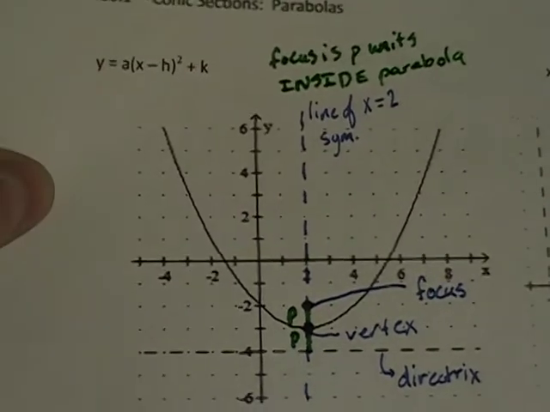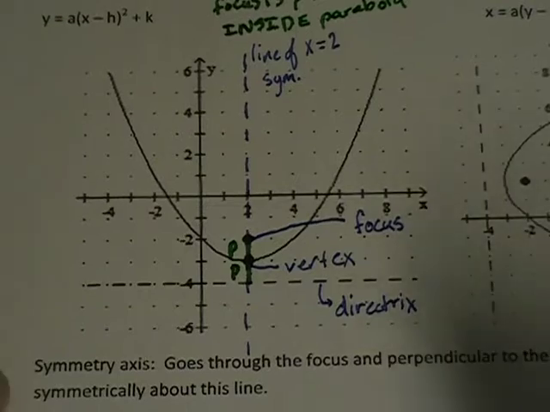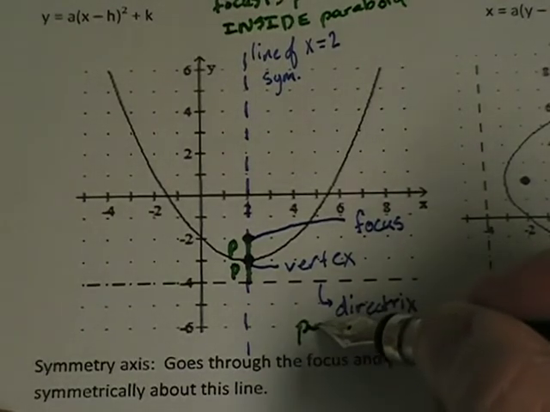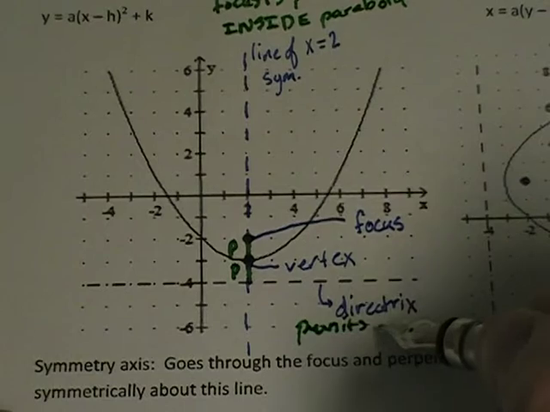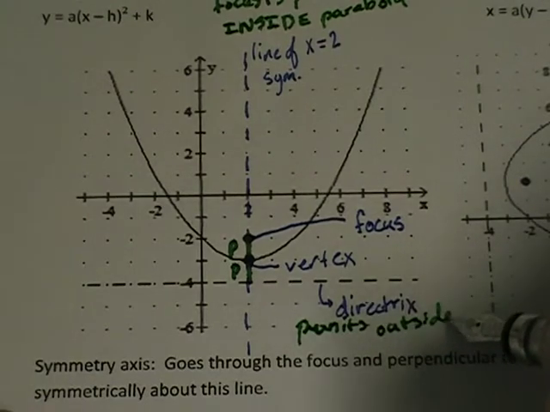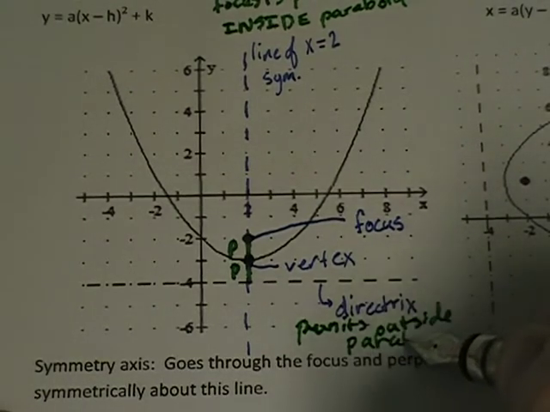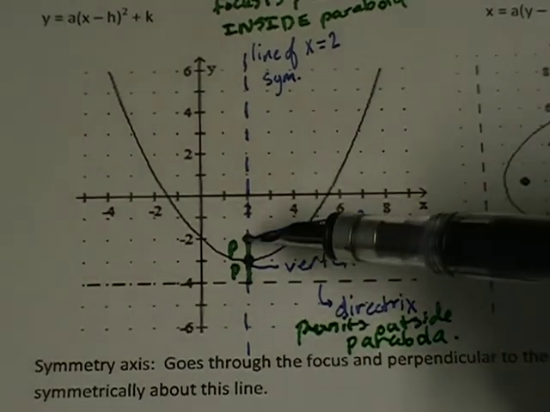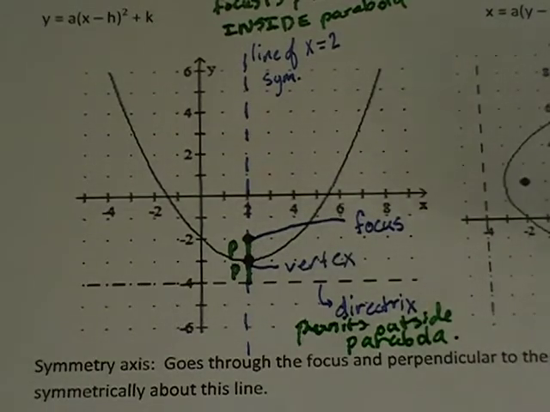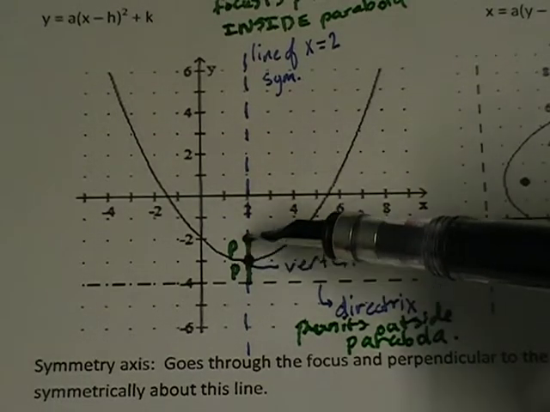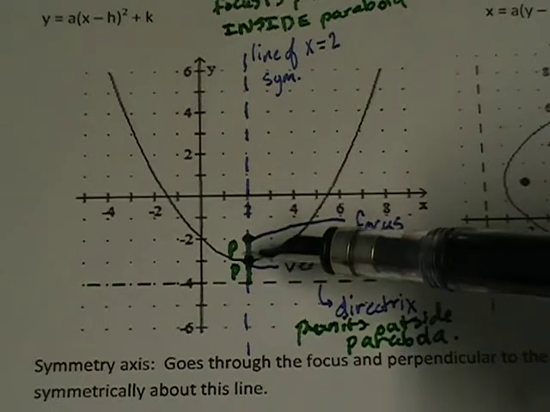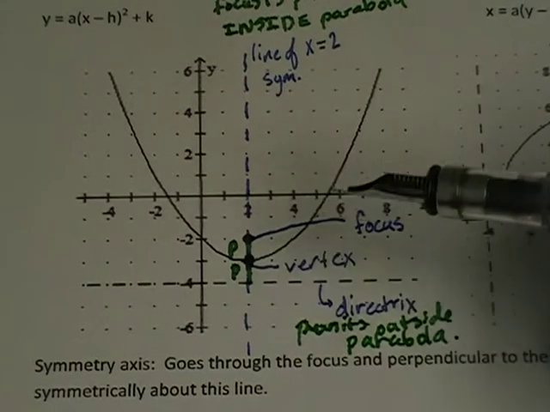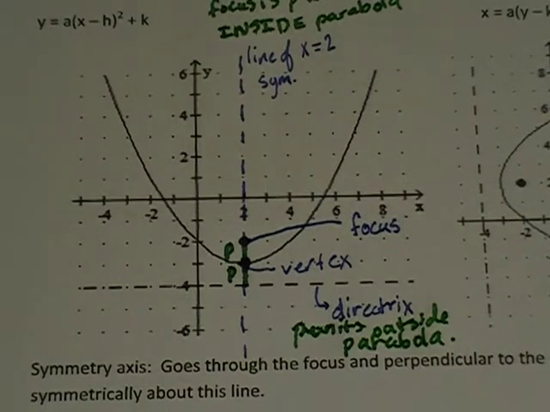And the directrix, if I grab my paper and scoot it just a little bit, the directrix is P units outside the parabola. Okay, P units outside the parabola. So this distance P, okay, think of it like an absolute value. So if you know the vertex and you know P is 1, then this would be up 1 and this would be down 1. Okay, in this case, P is 1. Okay, so the big question is, how do we find P? How do we find P?